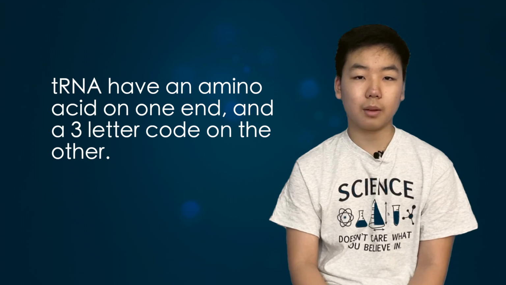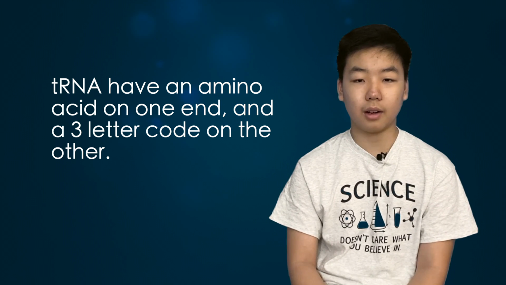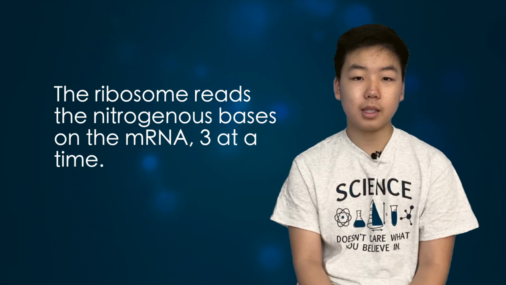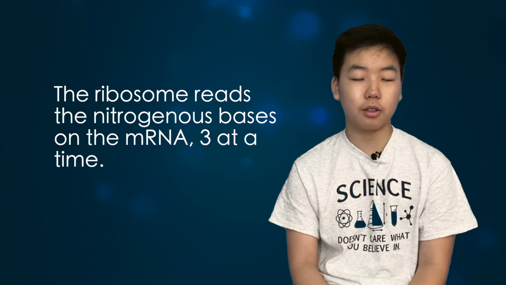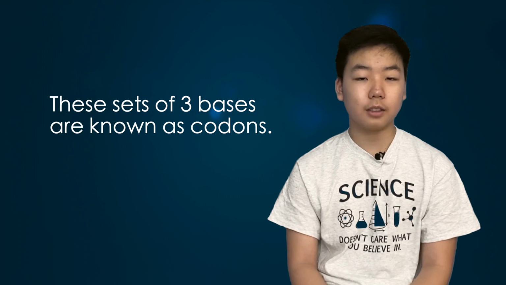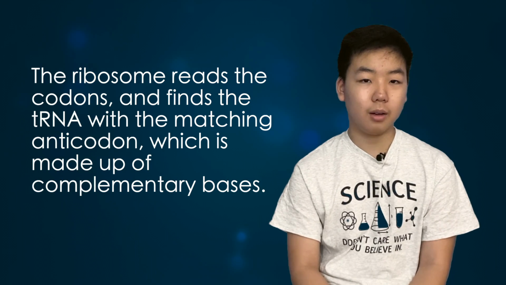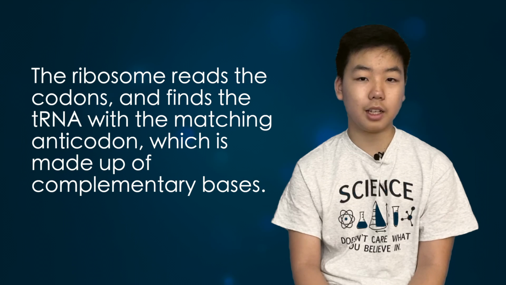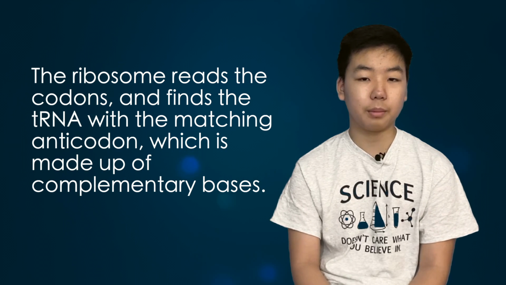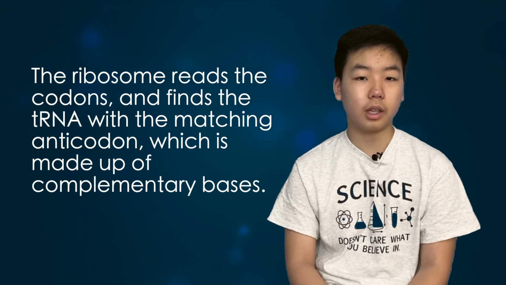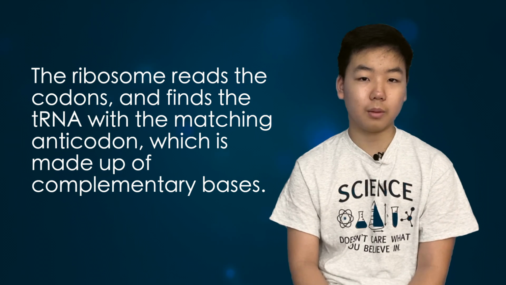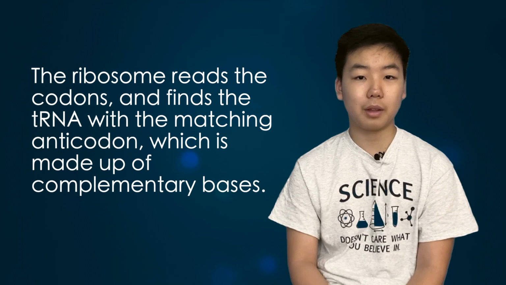tRNAs have an amino acid on one end and a 3-letter code on the other end. As I mentioned in the previous video, amino acids are the building blocks of proteins. When the mRNA goes through, the ribosome reads the mRNA's nitrogenous bases 3 at a time. These sets of 3 bases are known as codons. The ribosome reads these codons and finds the tRNA with a matching anticodon, which is made up of the complementary bases. So if the first codon was AUG, the matching anticodon would be UAC, which codes for methionine.